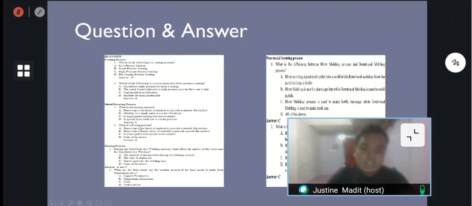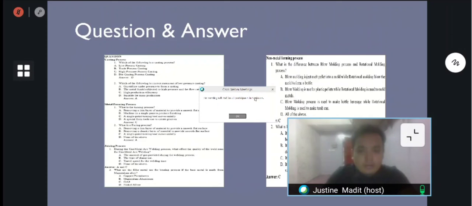And question number 2, what is a facing process? Facing process is removing a chunky layer of material to provide a small flat surface. Let me fast forward. What is a facing process? The answer is removing a thin layer of material to provide a small flat surface.